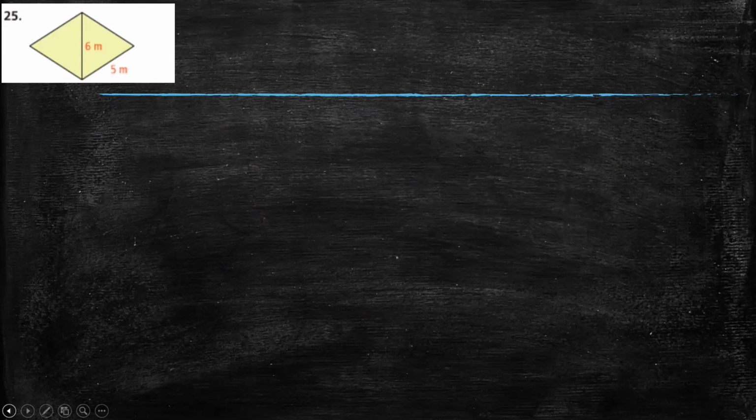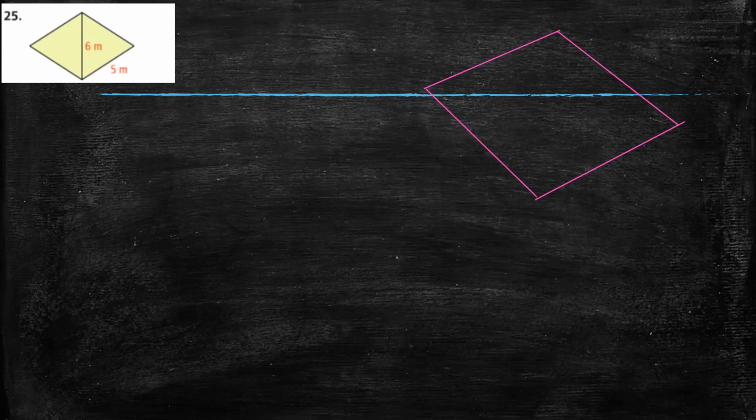In number 25, find the area of each rhombus. So this is a rhombus. The diagonal here is 6, and the length of each side is 5, 5, 5, 5. Why do I say they are 5? Because it's a rhombus. Now, the diagonals bisect each other, so here it will be 3, and here it will be 3.